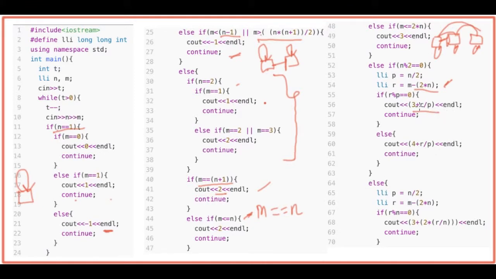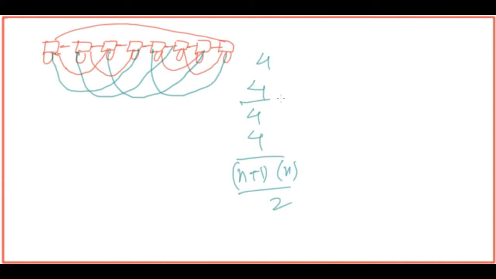Then 3 was the base case, when I had only interconnections, and then I'm adding how many extra cables I connected, that is r by p. Else, if I cannot divide this, suppose after this I had 9 cables left. Then also my answer will be, and 3 was the base case. Then I added 3.